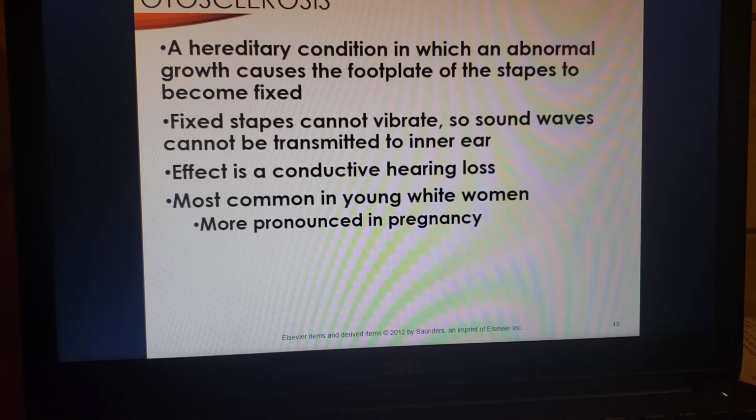Our next disorder is otosclerosis. This is a hereditary condition in which there's an abnormal growth that causes the footplate of the stapes to become fixed. The fixed stapes cannot vibrate, so the sound waves are not transmitted further into the inner ear, and so these patients suffer conductive hearing loss. It's most common in young white women and usually presents during pregnancy. It's more pronounced.